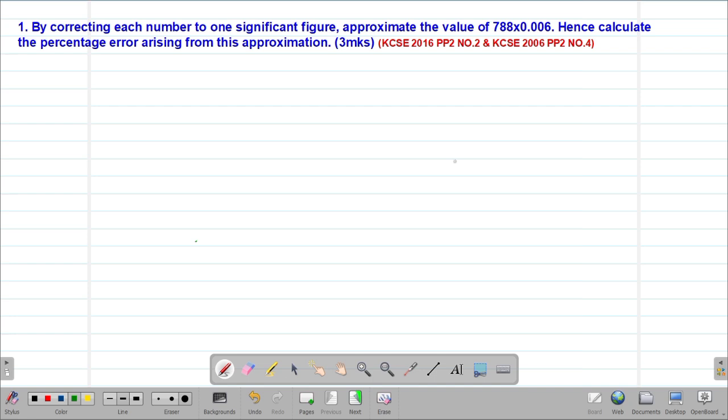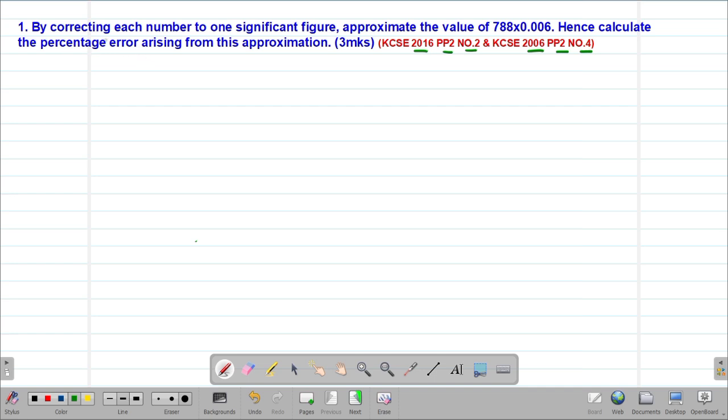It's our first lesson on a given Form 3 mathematics topic called approximations and errors. So you're looking at our first example, which is a past KCSE question tested in 2016, paper 2, question number 2. The same question was also repeated in KCSE 2016, paper 2, question number 4.